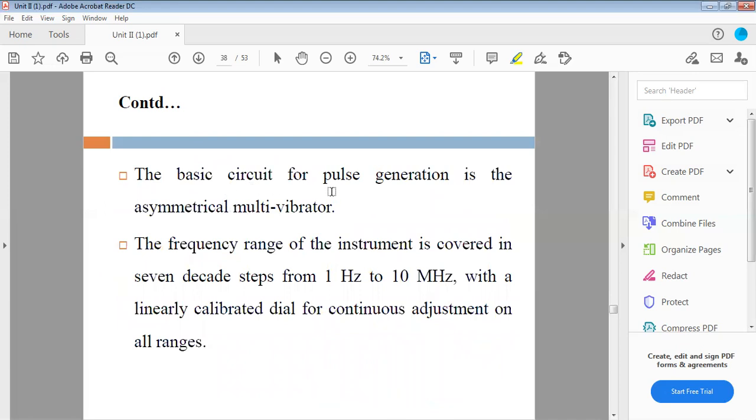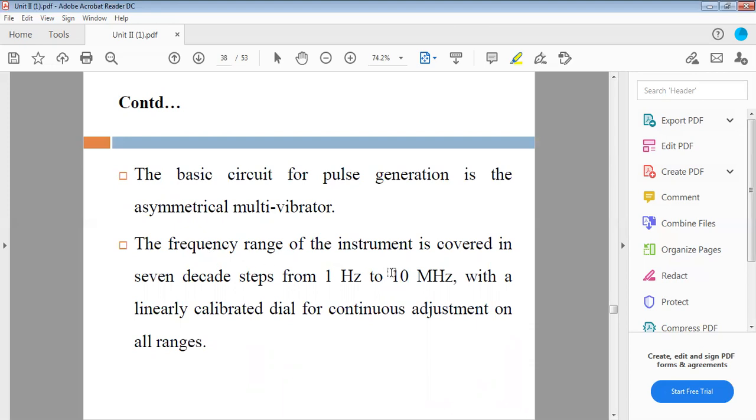So the basic circuit of a pulse generation is the asymmetrical multivibrator. The pulse and square wave generator is called an asymmetrical multivibrator because it is generating rectangular pulses and also square pulses.